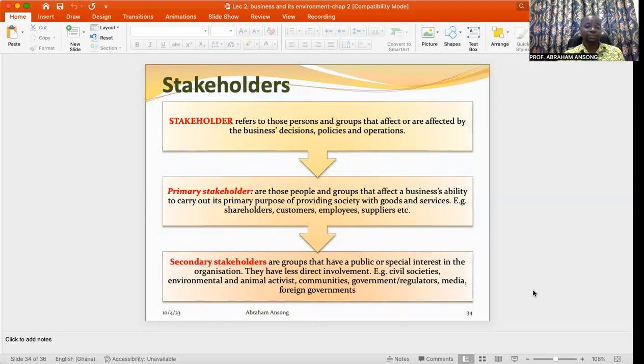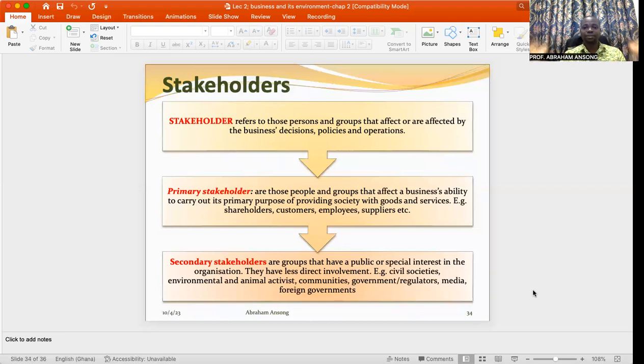So stakeholders then become a major issue that businesses must bother themselves with, based on our explanation of CSR earlier. Stakeholders refers to those groups or persons that affect or are affected by the business decisions, policies, and operations. So all manner of persons, organizations and entities that are affected by a business's actions or decisions, or that can also influence a business's actions and decisions, are deemed to be stakeholders. However, we have two major types of stakeholders. We have the primary stakeholders and we have secondary stakeholders.